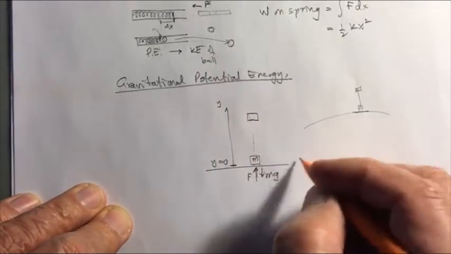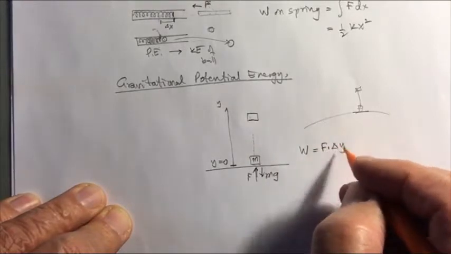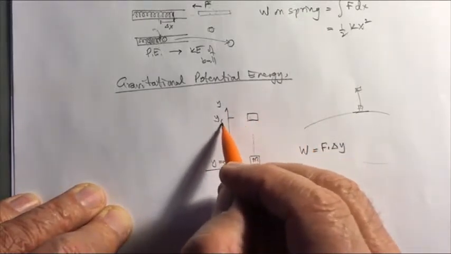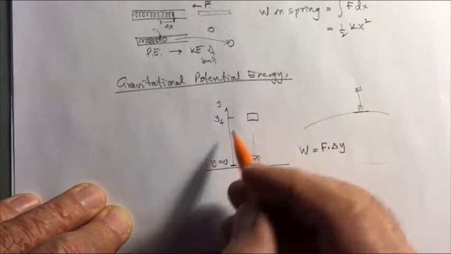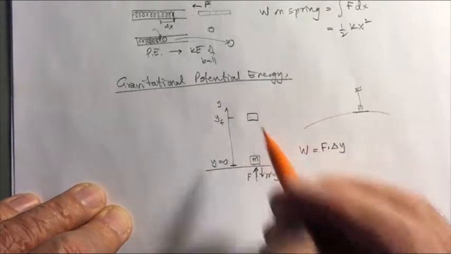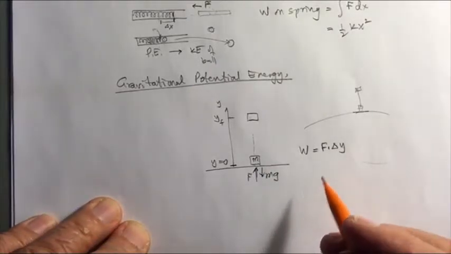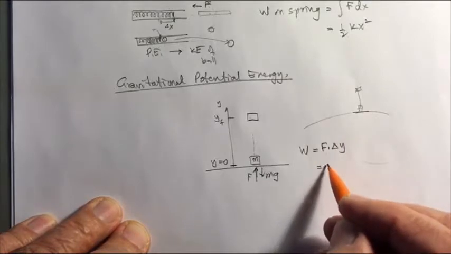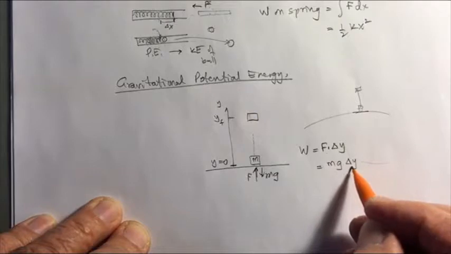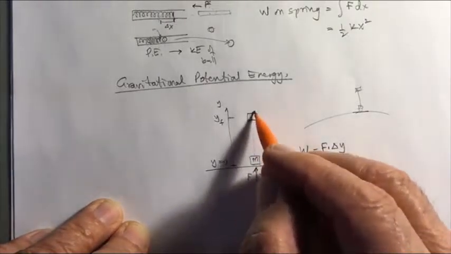By this time, the work that you do is F times delta y. F is in the y direction, delta y is in the y direction. This is y final, and delta y would be final minus initial. So you do so much work in raising it up. Now, this would then be mg times delta y. That would be the work done by this force.